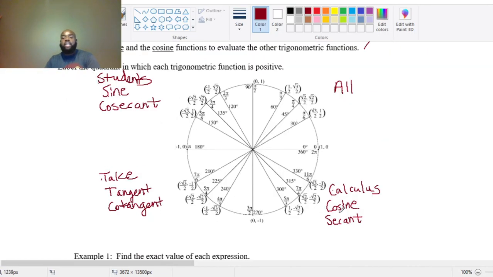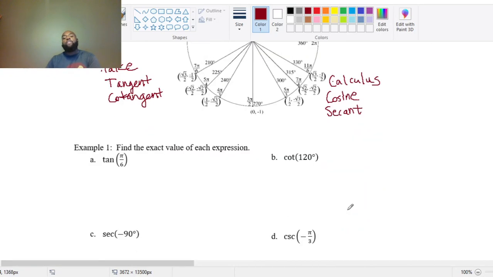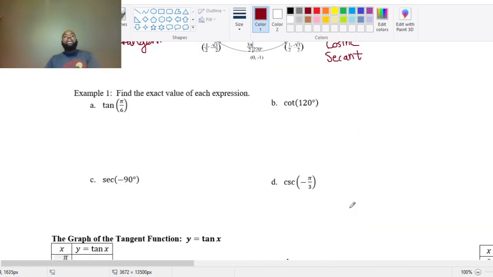All right, so all students take calculus: all are positive in the first quadrant, sine in the second quadrant, tangent and its reciprocal in the third quadrant, and cosine and its reciprocal in the fourth quadrant. Evaluating these trig functions is a bit more difficult to handle. So let's look at evaluating some of these.